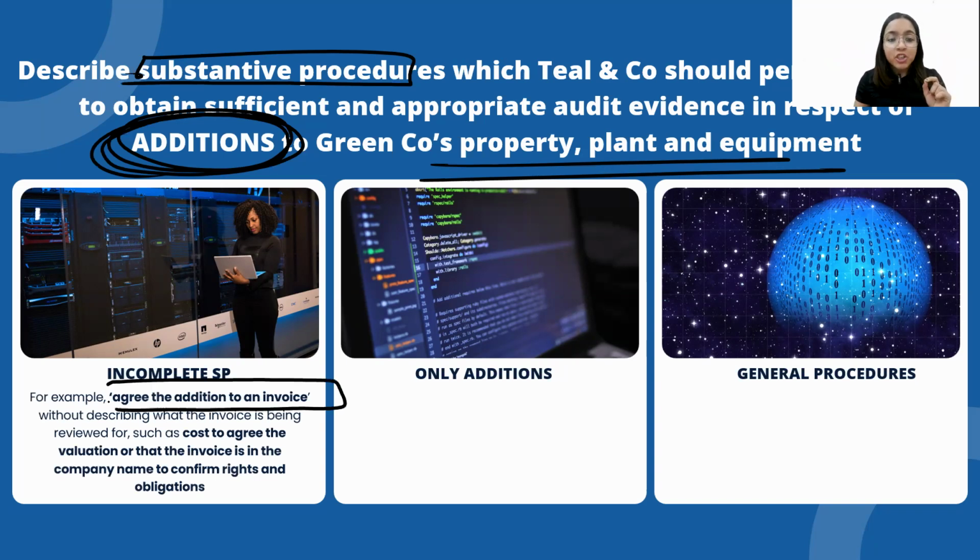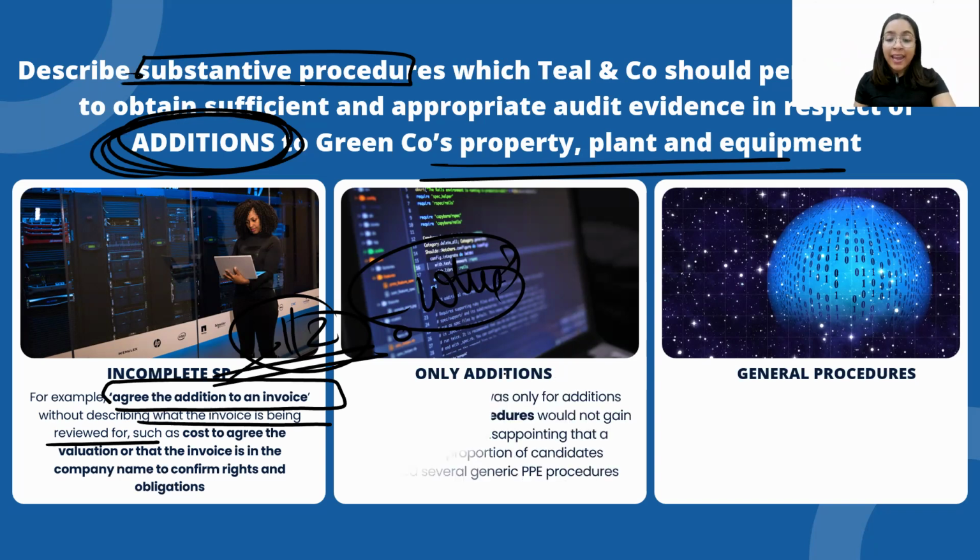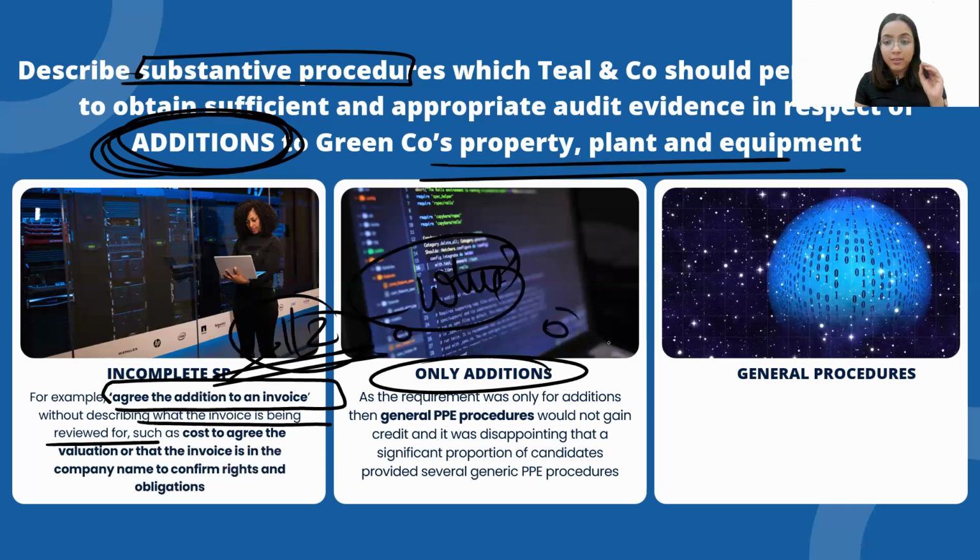Agree the addition to invoice. If you are writing incomplete procedure, only half marks. Why did you do that? Okay, please, why, how, what the invoice is being reviewed for. Incomplete procedure, incomplete marks, half. Any procedure that was not related to additions, 0.